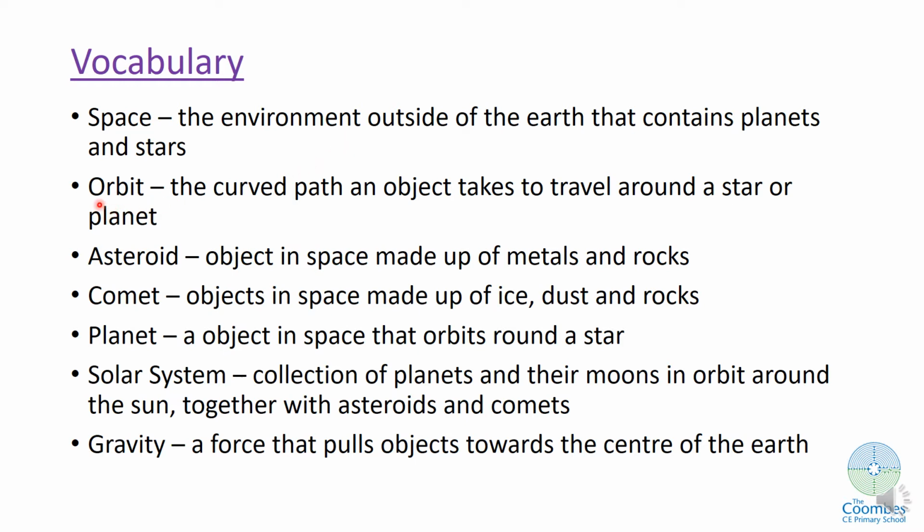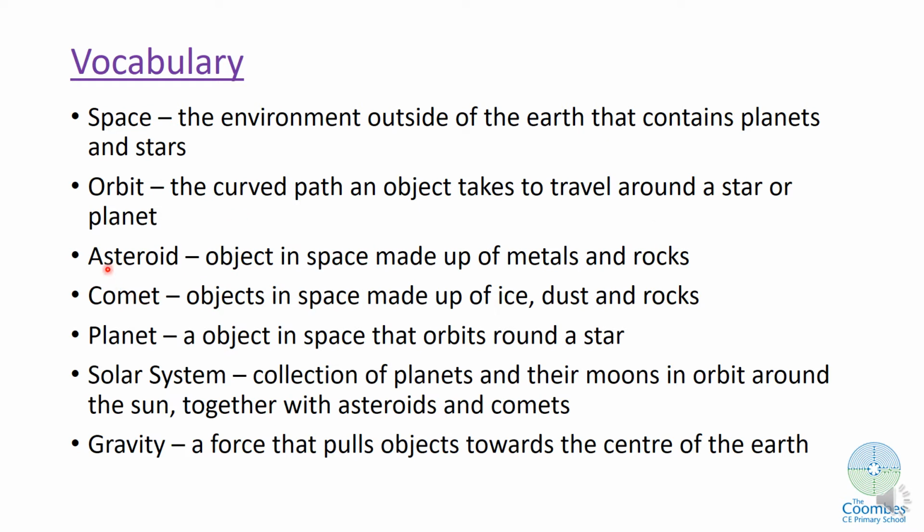Then we've got the word orbit. Now, orbit is a path, and it's a curved path. So remember when we talk about our 2D and 3D shapes, it's not a straight line. Curves go round. An orbit is the curved path that an object takes to travel around a star or planet. So in our solar system, our planets and our moons are moving around in orbit, and we will explore that a little bit more over this week.